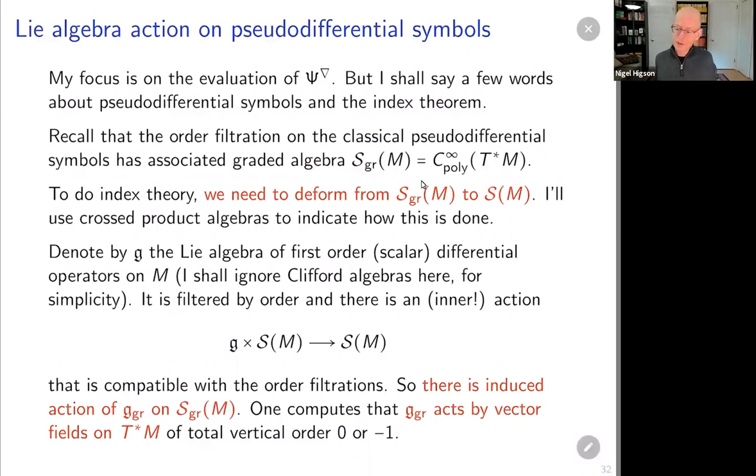And what is this Lie algebra action? Well, what you find is that G graded consists of vector fields on T star of M, which in this vertical filtration have either order 0 or -1. So the grading on G graded comes from the vertical order that we saw a little bit earlier.